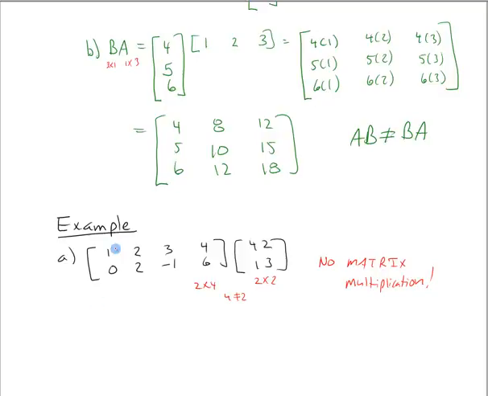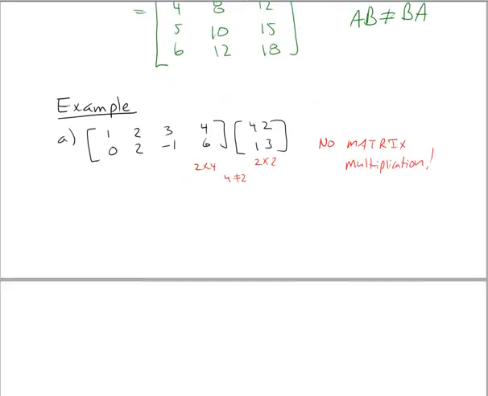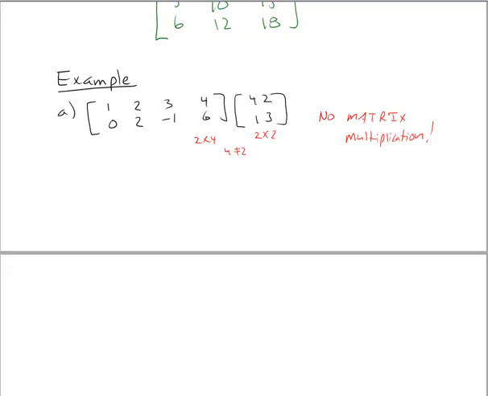Because the dimensions don't match, I'd have to take 1 times 4 plus 2 times 1 plus 3 times, oops, there's nothing down here, so I can't do that. I run out of space there. Let's go ahead and look at the same matrices, but let's just change the order. Let's put them 4, 1, 2, 3, and then 1, 0, 2, 2, 3, -1, 4, 6.